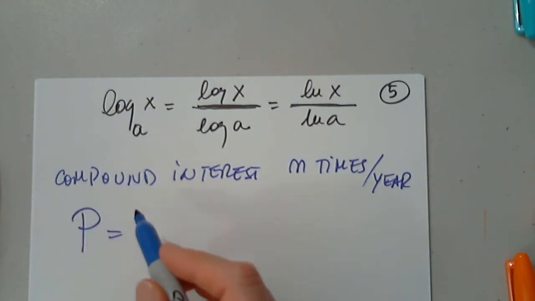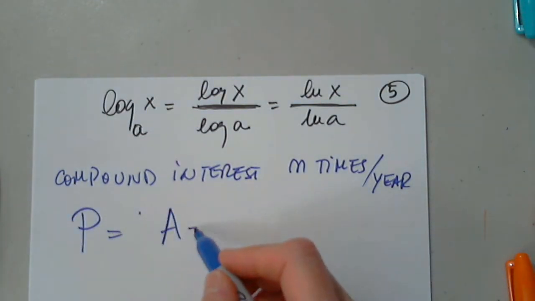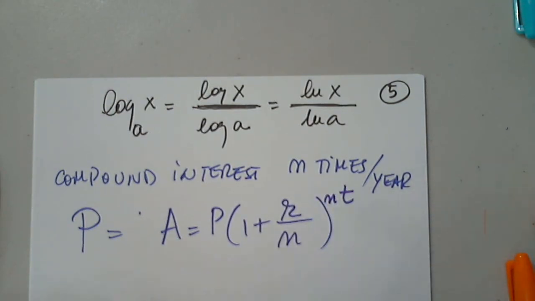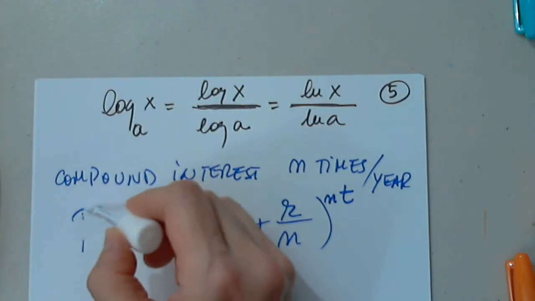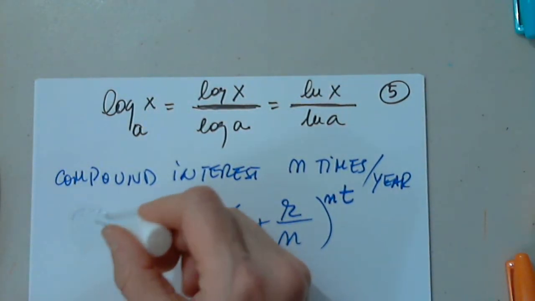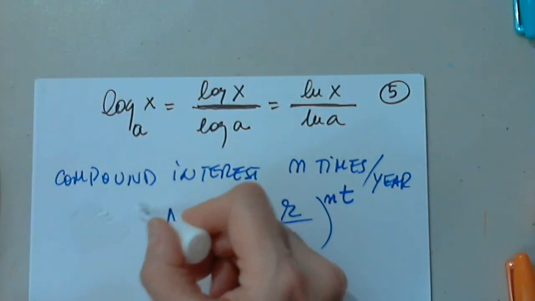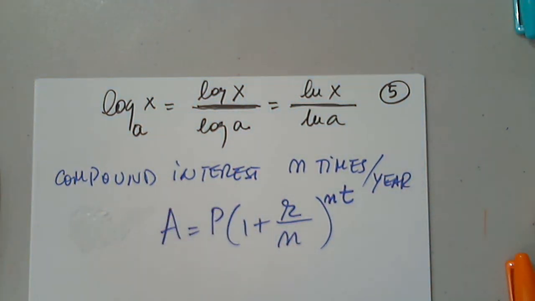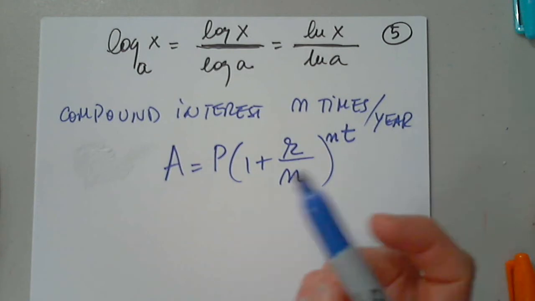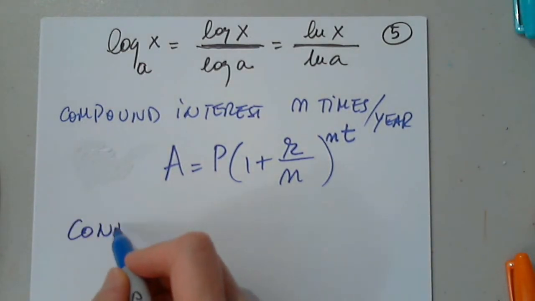With a principal, the accumulated value is the principal times 1 plus r over n raised to nt. I think almost everyone did this correctly. So this is for compound interest n times a year. But now we can talk about compound interest continuously. So this was what we just did in chapter R. Continuously.